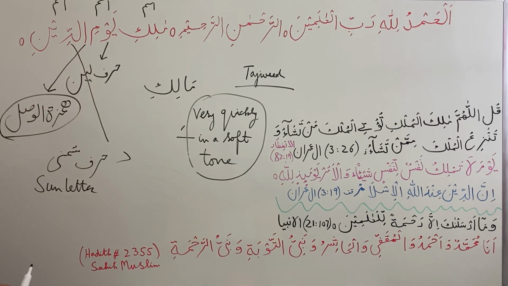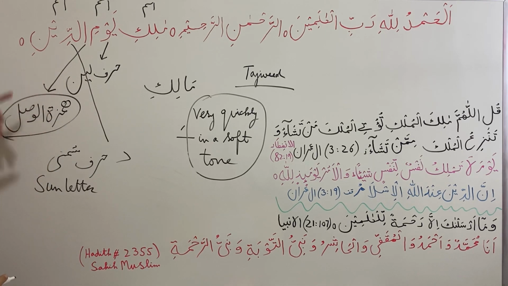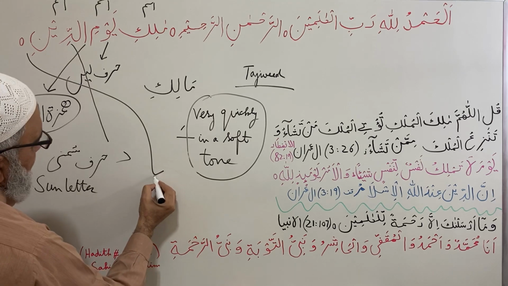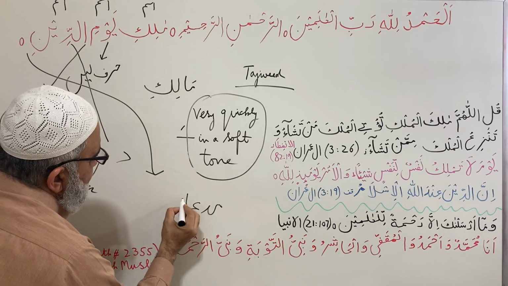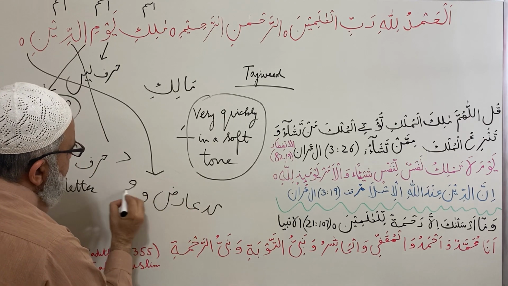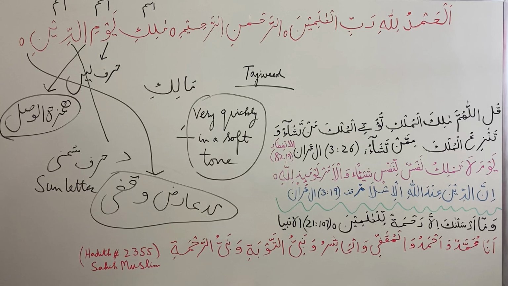And the other rule is here. Basically it was yawmiddini. But when we are stopping at the end, Maliki yawmiddin, then at that time we are creating here what is called madde arif waqfi. Madde arif waqfi. In previous class we already talked about that, how the madde arif waqfi is pronounced, how they are created.